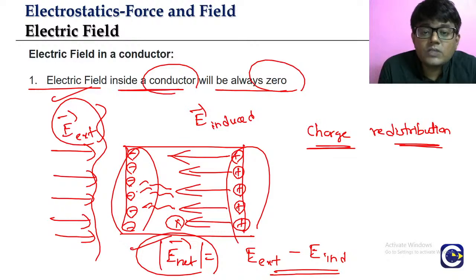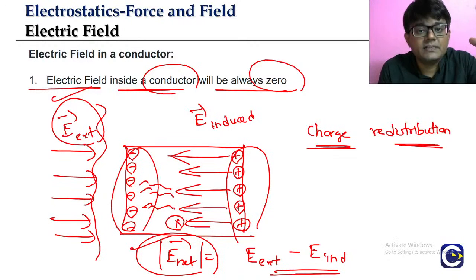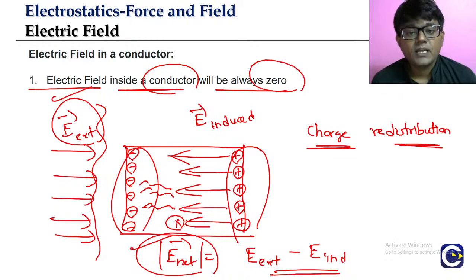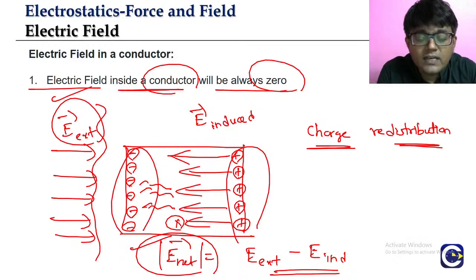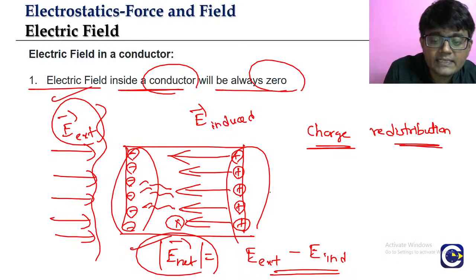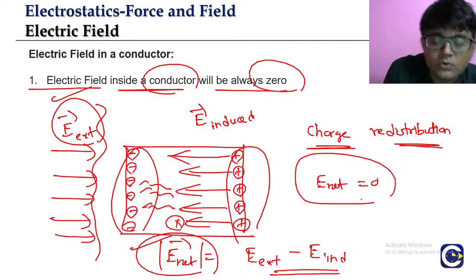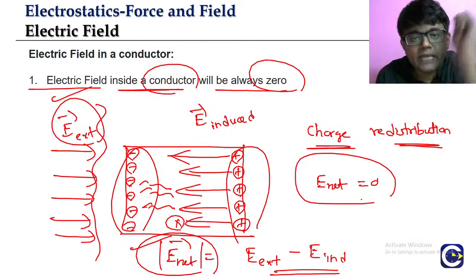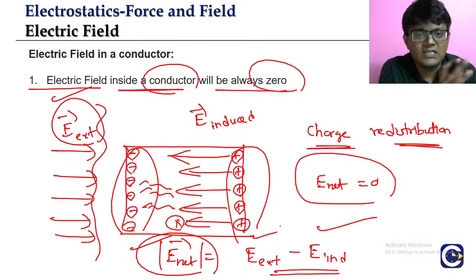As electrons move, what is going to happen? This side the negative charge value will keep increasing, and at the back the positive charge value will keep increasing. The electrons will keep moving till the net electric field inside the conductor becomes zero. Charge redistribution will keep continuing till when? Till the induced electric field is able to balance the applied electric field.